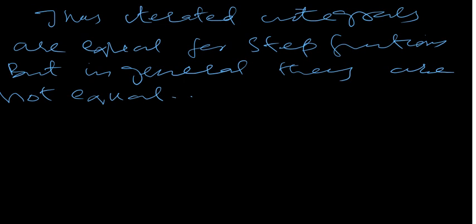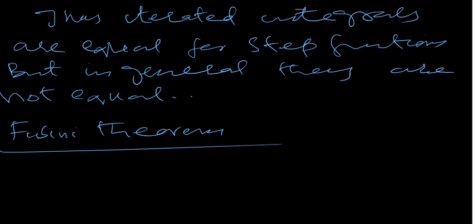So they are equal for the mu cross nu integral. That's the Fubini theorem actually. So what's the statement of Fubini's theorem? It is the Fubini theorem which gives us the condition under which these iterated integrals are equal. So what is that condition?